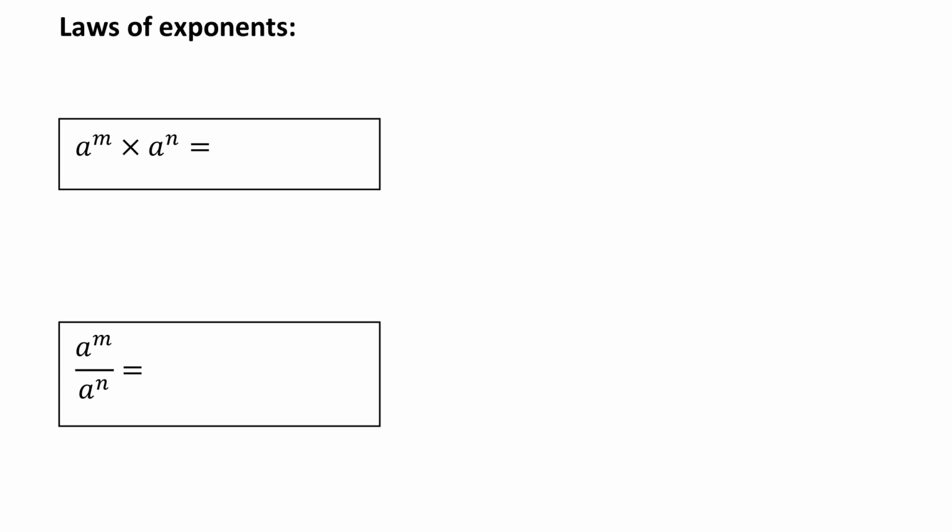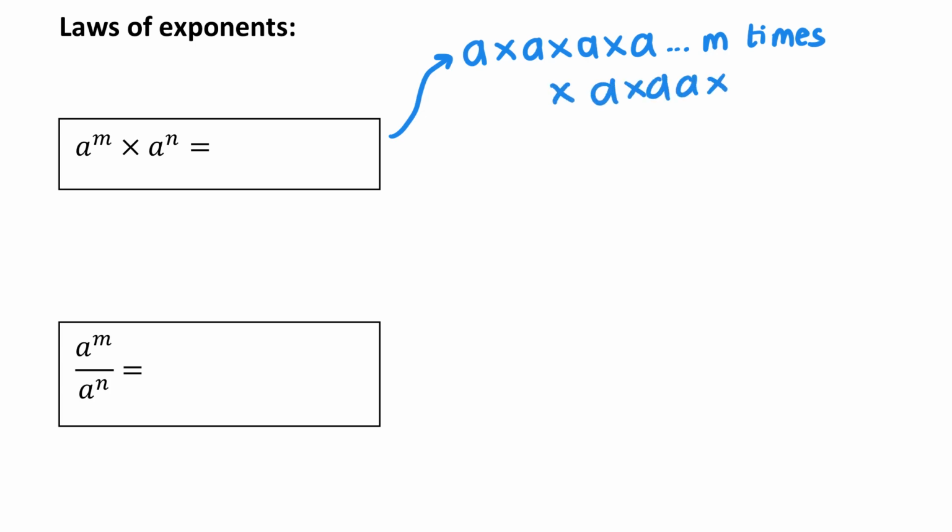Now you might have heard of the laws of exponents before, and maybe you haven't. However, I'm pretty sure in your work with algebra so far that you've used them. So let's look at the first one. It says a to the power of m times a to the power of n. What does that mean? It means a times a times a, m times, times by a times a times a, n times.